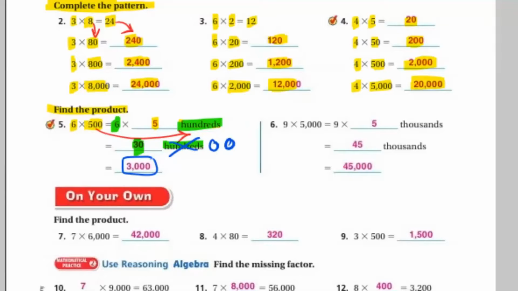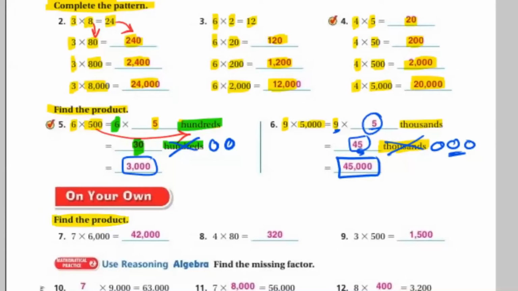Okay, the next one, we have 9 multiplied by 5000. So put the 9, and we have here 1000, right? So the missing digit here is 5. Then multiply 9 by 5. 9 by 5 equals 45,000. If you see 1000, so you have to cancel it out and put 3 zeros. So 45 and 3 zeros, it becomes 45,000. Okay, let's move to the next one.